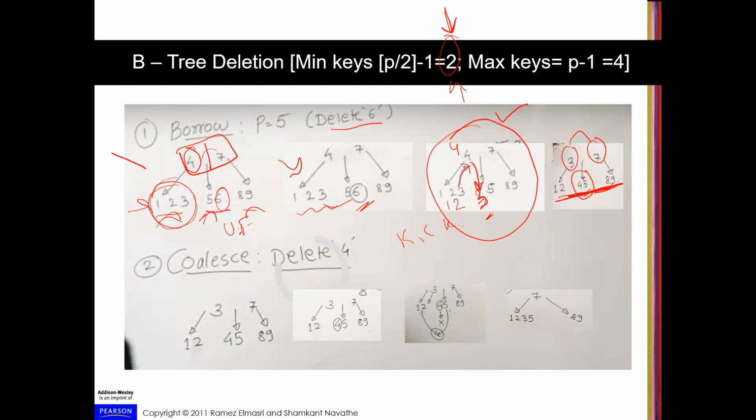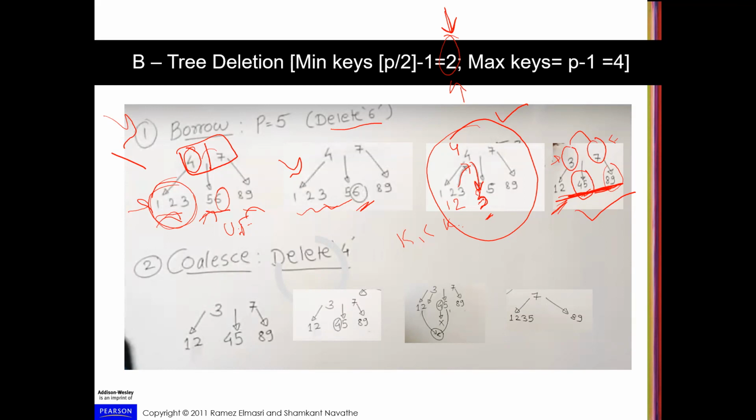So 4 and 5 fall in the range of 3 and 7. And the left child is always less than 3, so we have 1 and 2, less than 3, and the right child is greater than the upper value, which is 7. 8 and 9 are greater than 7. So this is how the tree is readjusted. This is how the borrowing mechanism works. Did you get it?